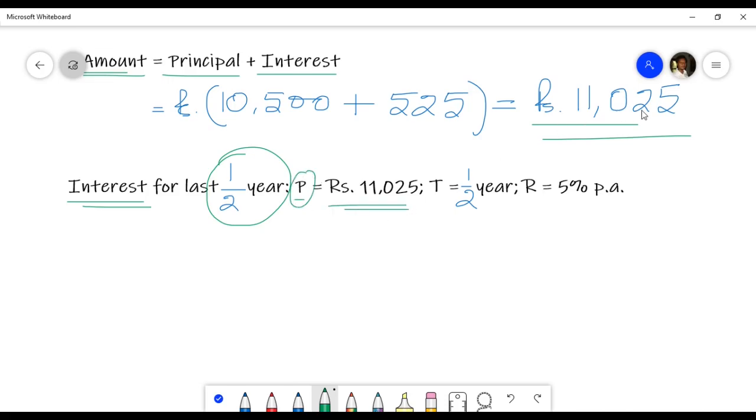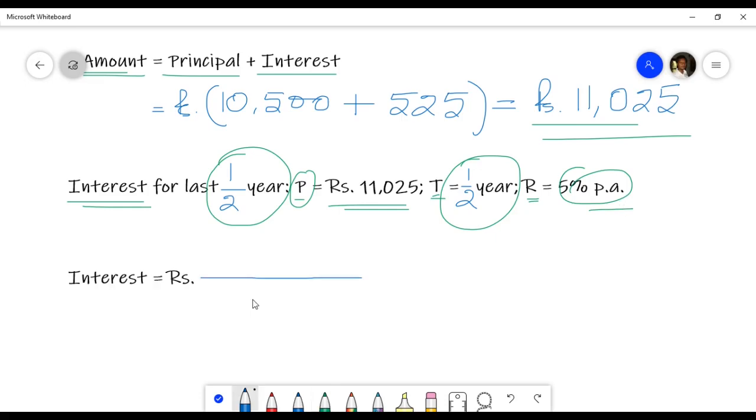Now you remember that the amount at the end of second year will be the principal for the next session. Now in this question it is the last half year, so the principal is 11,025. The amount at the end of the second year will be the principal for the rest of the year. Principal is 11,025, time is half. Okay, we can calculate it even this way. 1 by 2, 2 can be written as denominator.